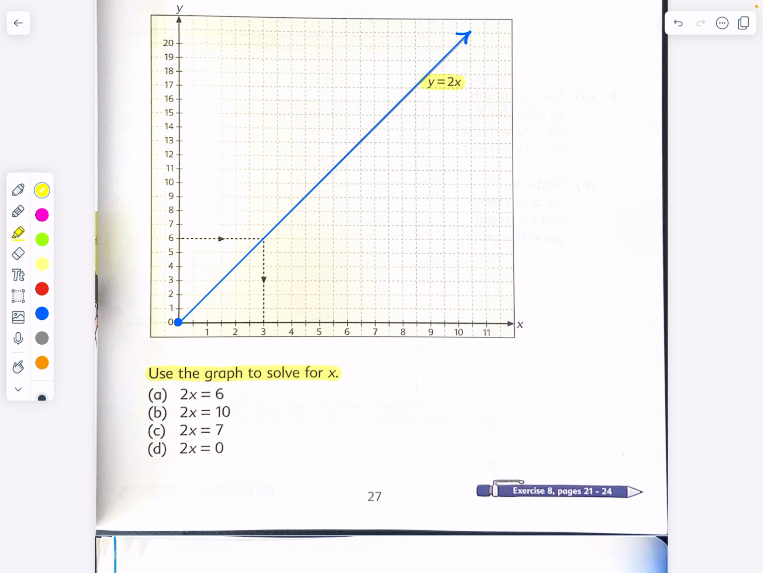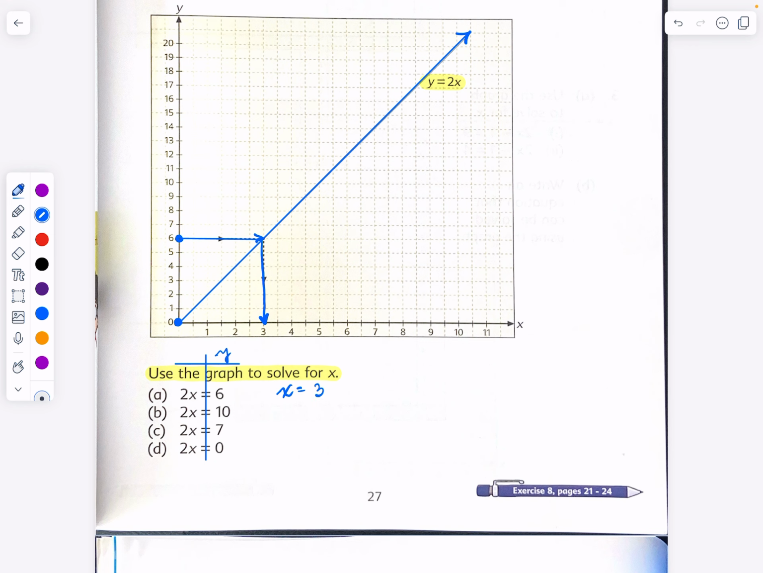Remember, we're not using the different method we learned last week about isolating the variable. We're using the graph. My friends, just for you to visualize it, these are the values for y. x goes in, gets doubled, and out comes the y. So let's see. If 2x equals 6, let's find 6. Here it is on the y-axis. We go to the graph and drop down. We know x must be equal to 3.